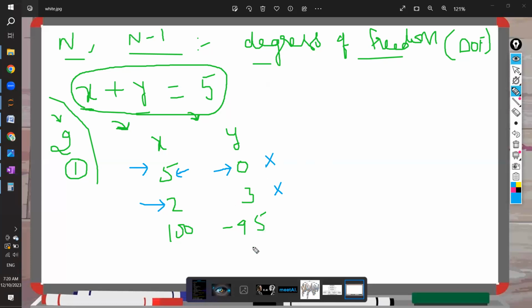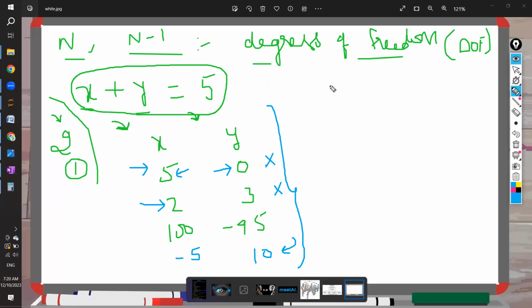Similarly, if I choose y equal to 10, I have freedom doing this. I can do this. But once I do this, there is no freedom for x. Definitely it should go to minus 5. Agree? Getting? So this is called degrees of freedom.